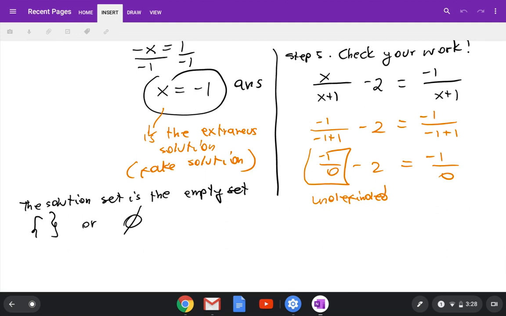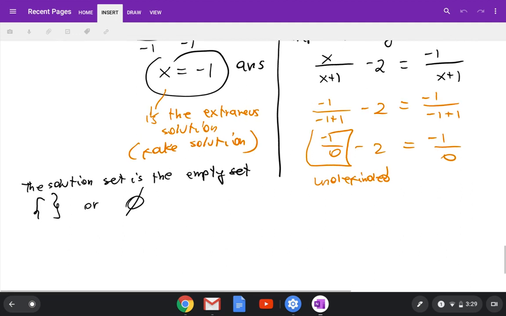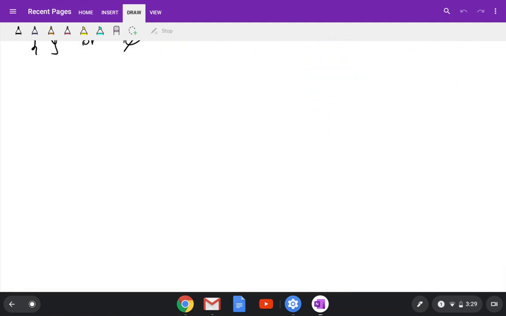Okay. We continue working. I have example D for you guys. So D, let's solve more. This is a little more advanced because it has quadratics also. We have negative 8 divided by x squared plus 6x plus 8, plus x over x plus 4, equal to 2 over x plus 2.